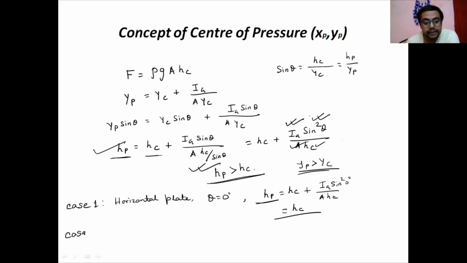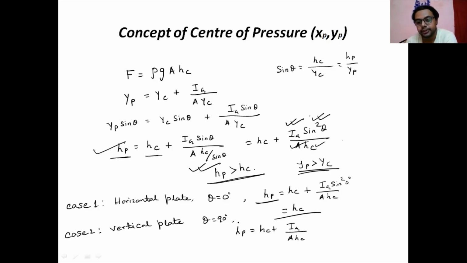In case of the vertical plate, theta is equal to 90 degrees. In such a case, HP is equal to HC plus IG by A HC, because sine square theta, sine square 90, is equal to 1. So this will be for the vertical plate. Definitely the depth of the center of pressure is more than the depth of the center of gravity.